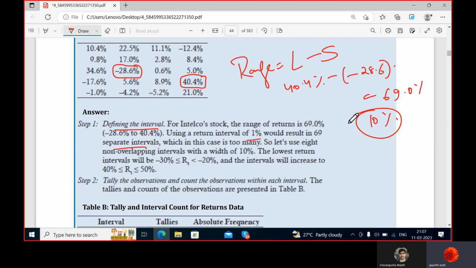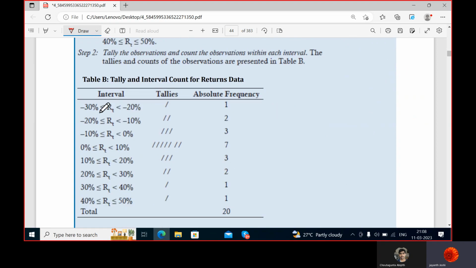So how can we make this data in an interval form? We'll take the width of 10% and see what is the lowest return here. We have already seen that the lowest is minus 28.6 and the highest is this. So we can take a range of minus 30% to minus 20%. Can we do that? Yes. So we have taken minus 30 as the smaller one and minus 20 as the bigger one, then minus 20 to minus 10, minus 10 to 0, 0 to 10, and like that we have brought it to 40 to 50.